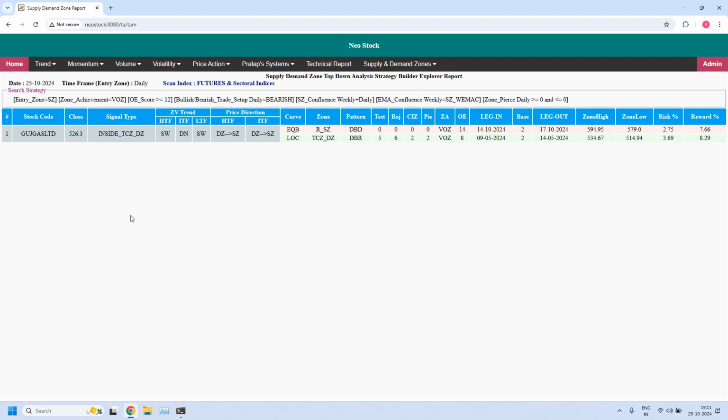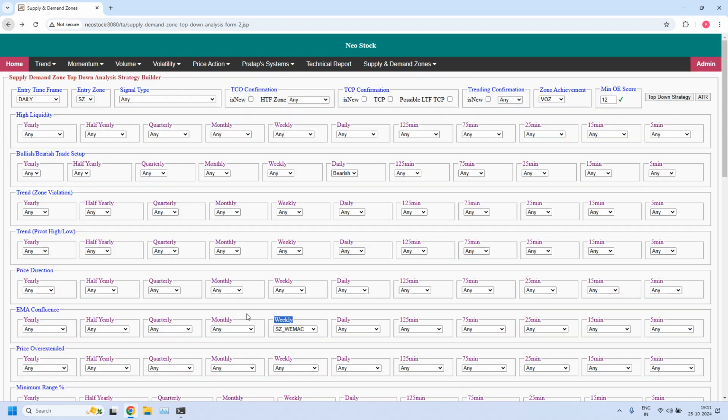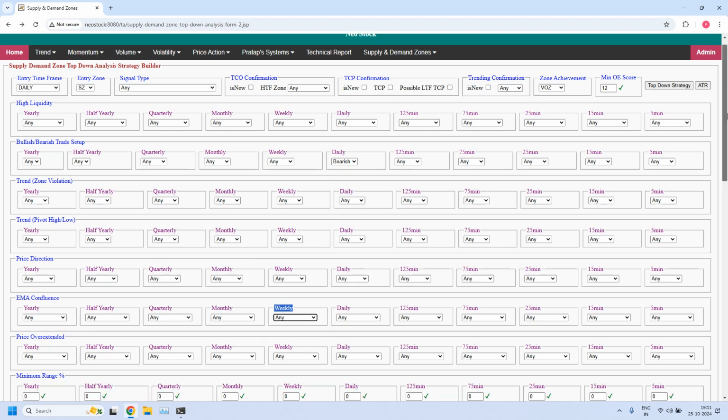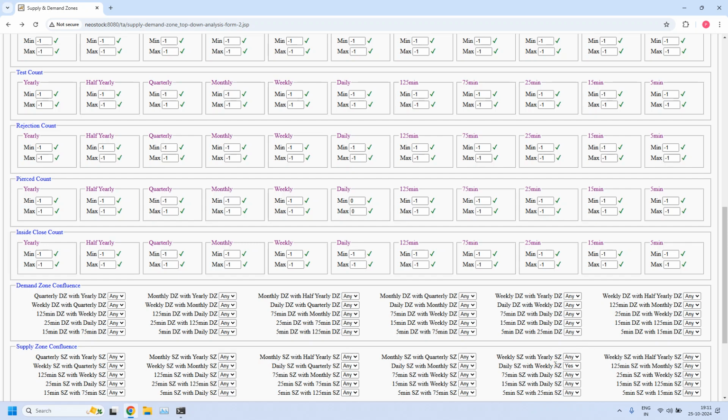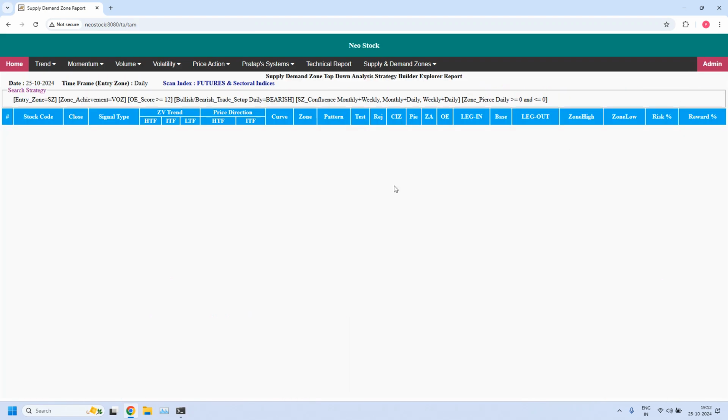Okay, next let us look for LTF, ITF, HTF supply zone confluence. I am removing the EMA filter. Let's verify. In the supply zone confluence, daily supply zone with weekly supply zone is already enabled. Next, daily supply zone with monthly supply zone confluence, weekly supply zone with monthly supply zone confluence, filters also enabled. Now, none of the stocks are having a HTF confluence. But ITF confluence, high probability, I already identified.